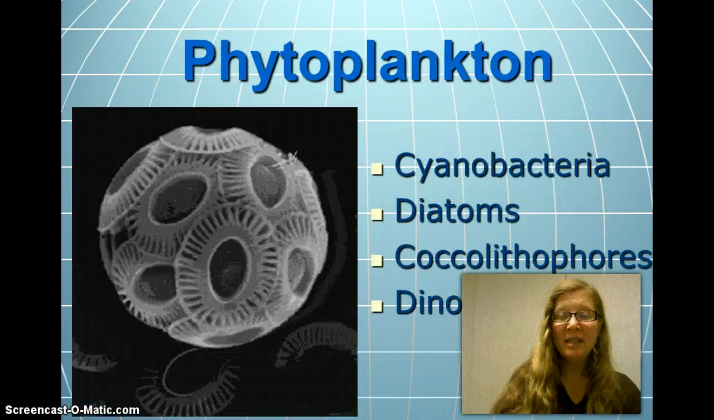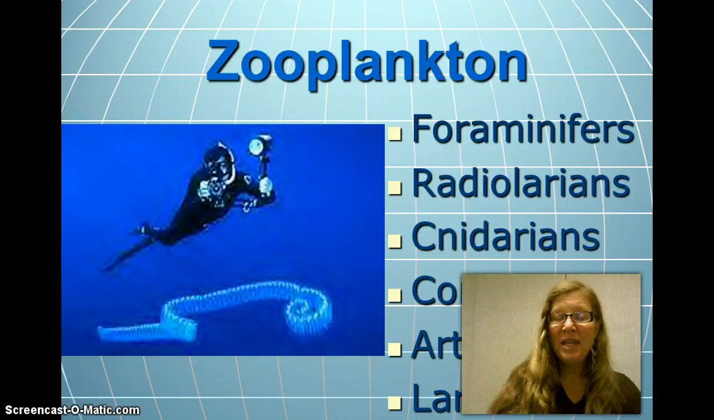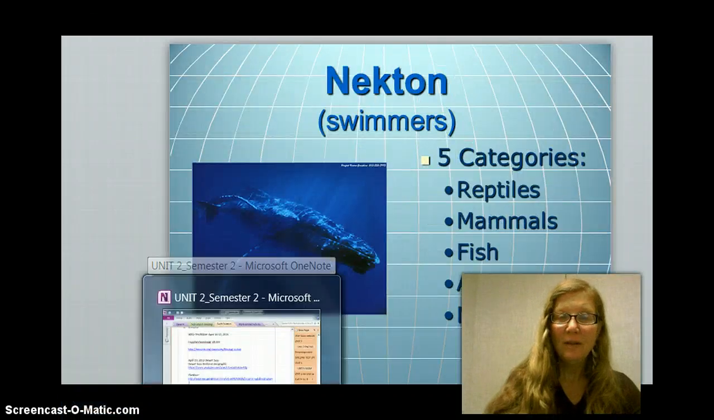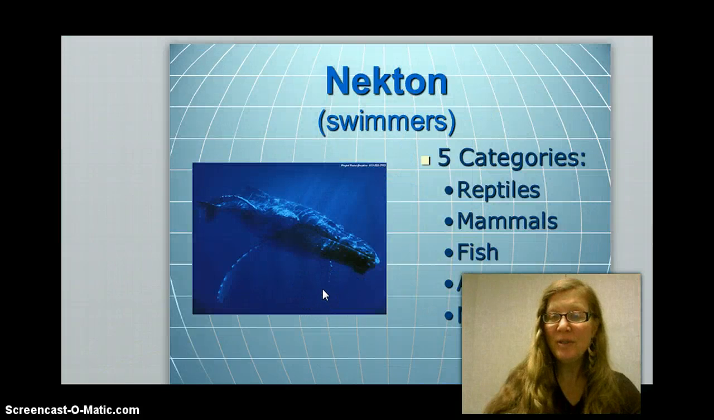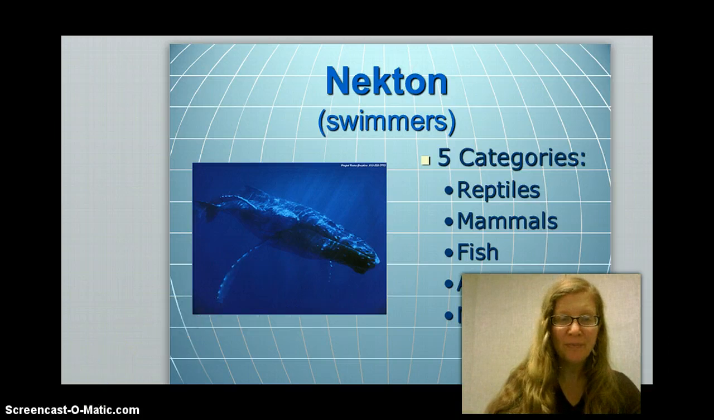The zooplankton are the animal-like organisms and include a variety of different types. Remember, just to review, that the nekton swimmers include the 5 main categories of reptiles, mammals, fish, arthropods, and mollusks.